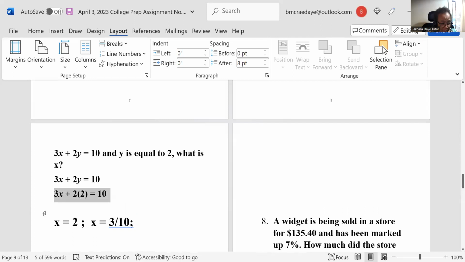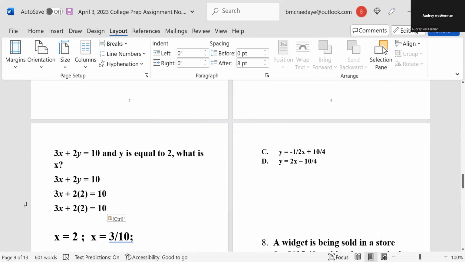Okay, so let's just put 3x plus 4 is 10. Now, at this point, it's mental math, really, right? What number adds to 4 to give you 10, Maureen? 6. What do you add to 4 to get 10?